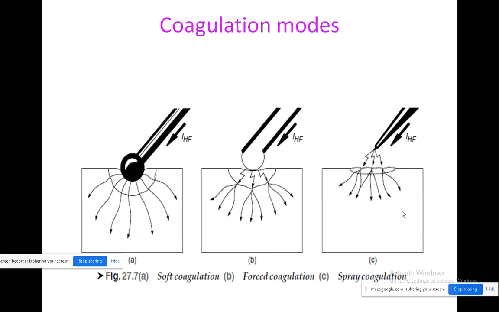Then the coagulation modes, three modes: soft coagulation, forced coagulation, spray coagulation. Soft coagulation means you will not be forcing the needle, but in forced coagulation you will be pressing, you will keep on pressing that needle. Spray coagulation means you will not touch the part, but without touching you will be providing the treatment, by spraying it.